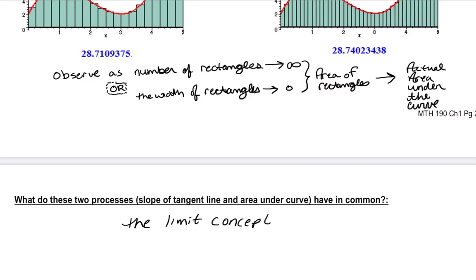And that is exactly where we are going to start our next video. We're going to get into the meat of how we evaluate a limit.